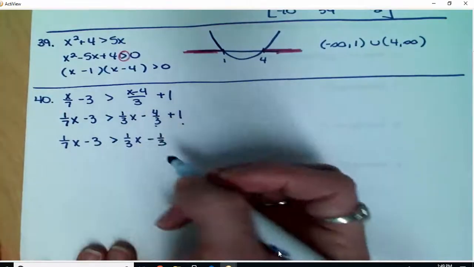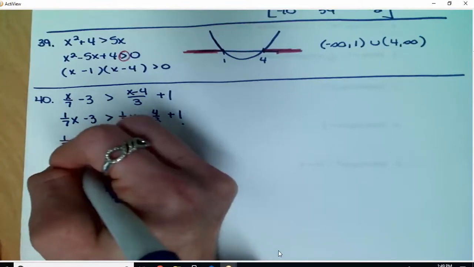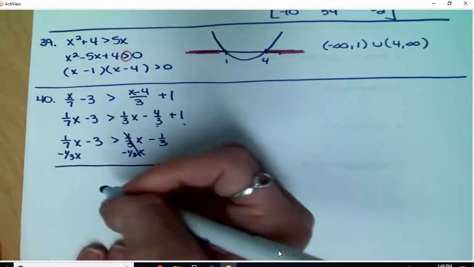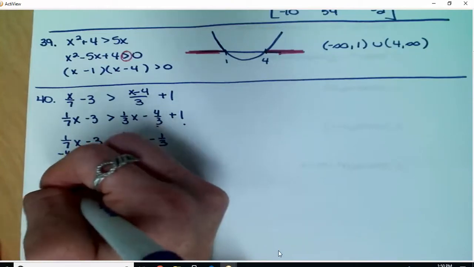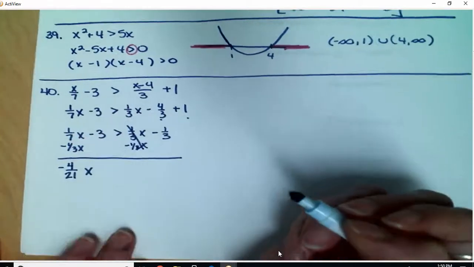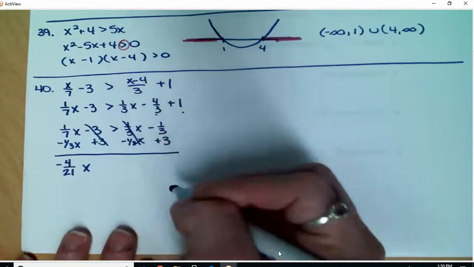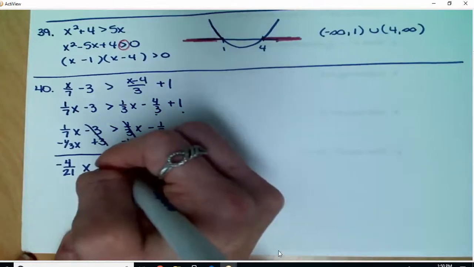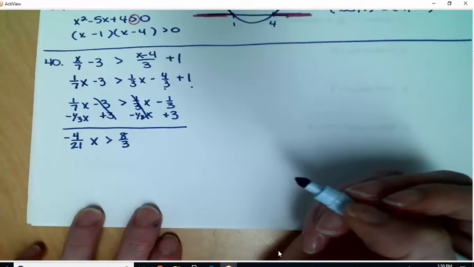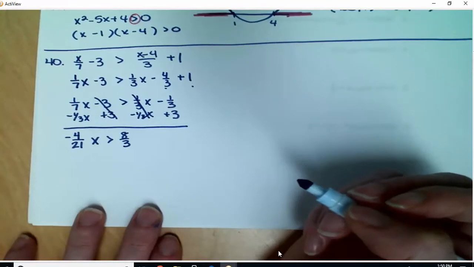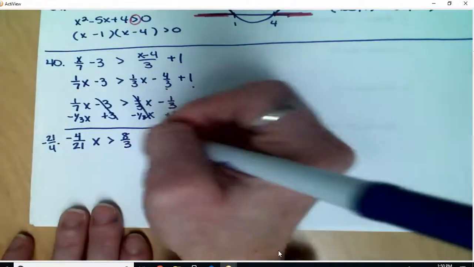If I want to get my x's on the same side, if I subtract over the 1/3 x, so 1/7 minus 1/3 would be negative 4 over 21. Add my 3. So negative 1/3 plus 3 would be 8/3. Then what do you do to get x by itself? Since the reciprocal is negative, what happens?